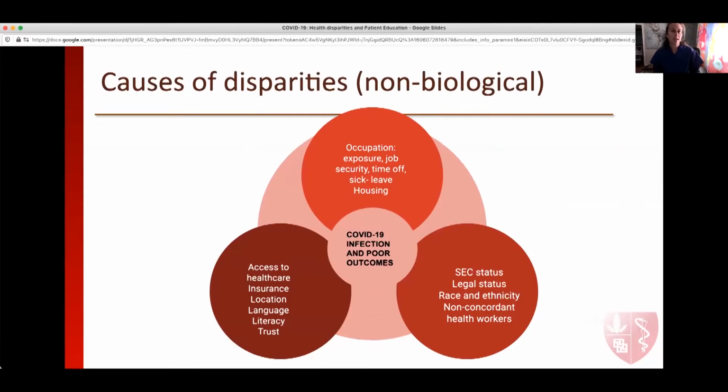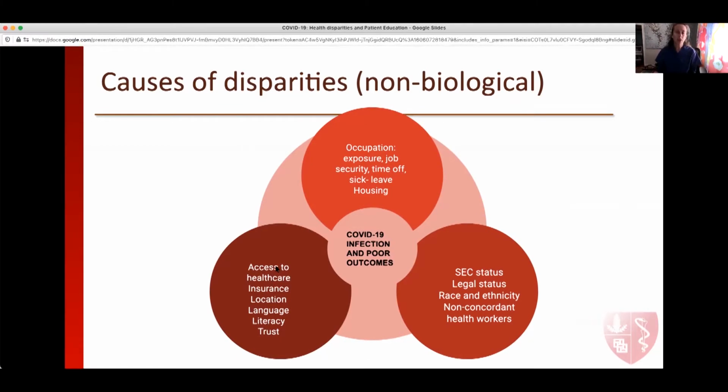There are many causes of the health disparities that we see in COVID-19. And again, these are non-biological. It has nothing inherently to do with your genetics if you're from a certain race. This means that many of these are things that we can address. Occupation and housing play a significant role in your risk of getting COVID-19. I'm going to go into detail on those in later slides.